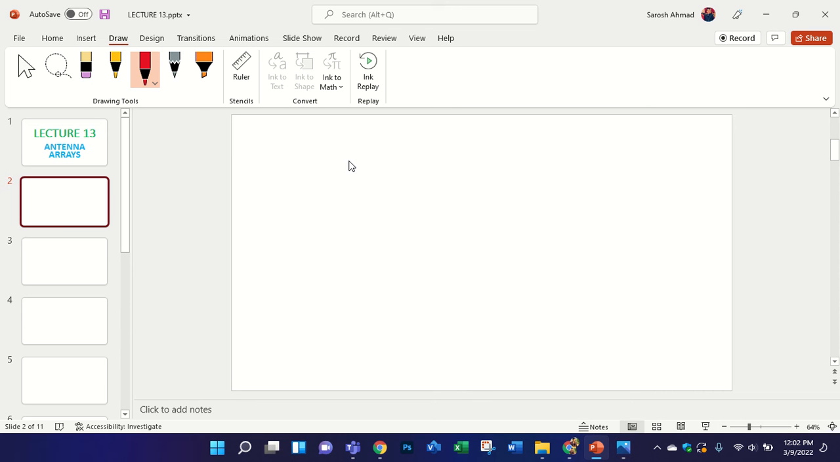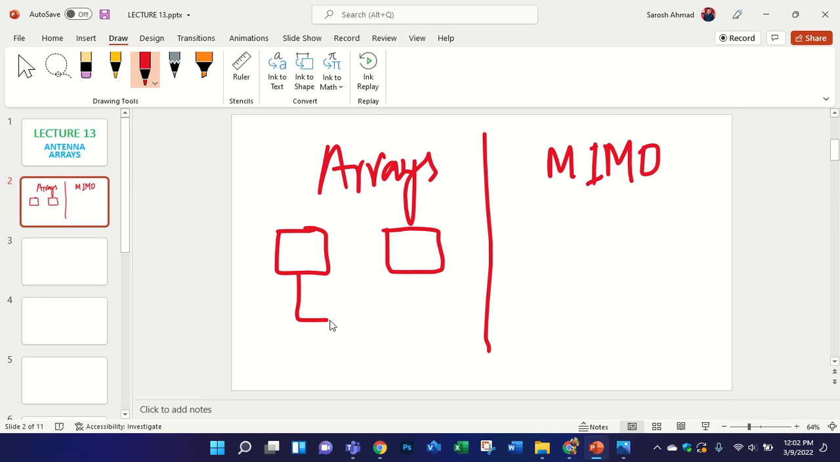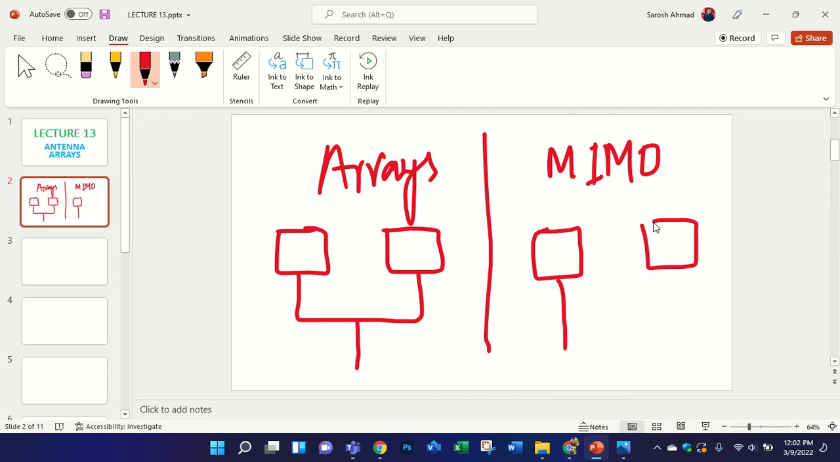In the previous lectures we discussed the difference between MIMO and antenna arrays. We have antenna arrays, and we have MIMO antennas. In arrays we have a single port. As I told before, this is a patch, this is another patch, and both are connected like this. So this is an array. But if you connect one patch with one port, and another patch with another port, then this is a MIMO antenna.